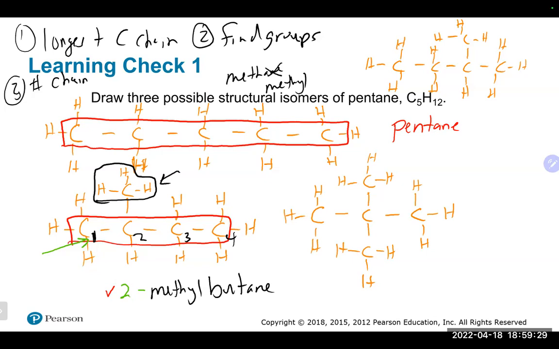Yeah. So if the group was in the fourth one, would it be 4-methyl butane? No, if the group was on the 4th one, it probably would actually be part of the longest chain. Yeah, because technically speaking, it is located at carbon number 2 is where this methyl group is located. That's where it's attached to the chain.